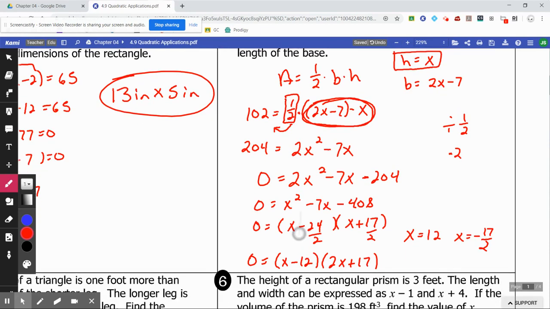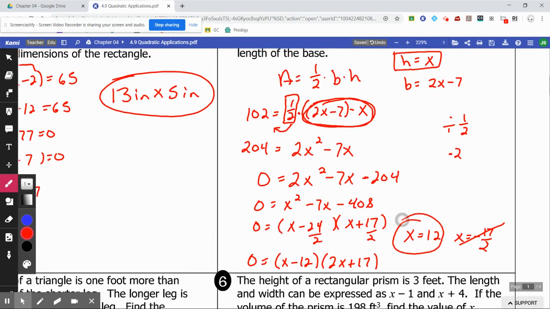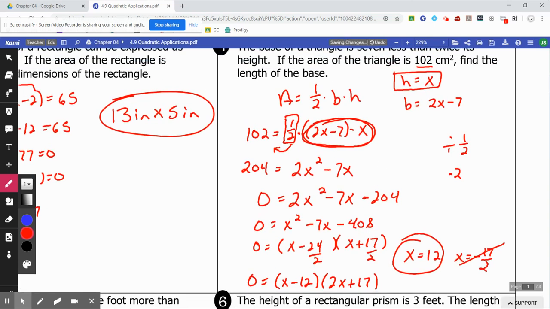Since x, let's see if negative 17 halves is legal. X is the height. So therefore, the height cannot be a negative, so we're going to throw that out. So that means that the height must be 12. So we can write that right here. The height is 12 centimeters. The base would be 2 times 12, which is 24, minus 7, which is 17.